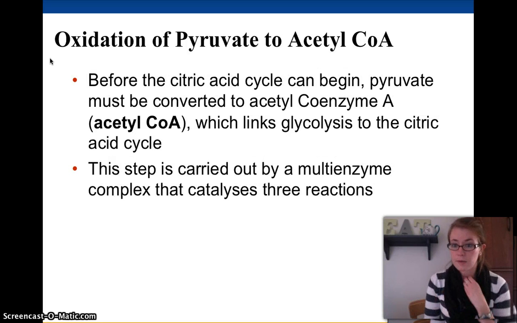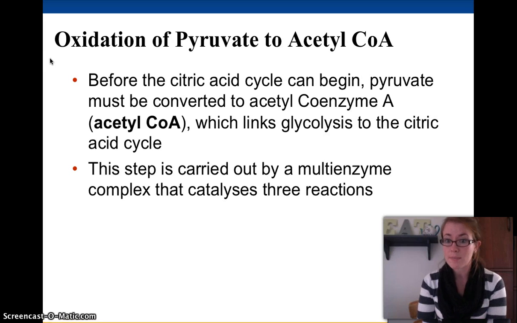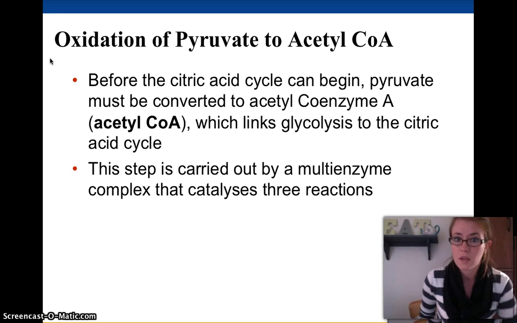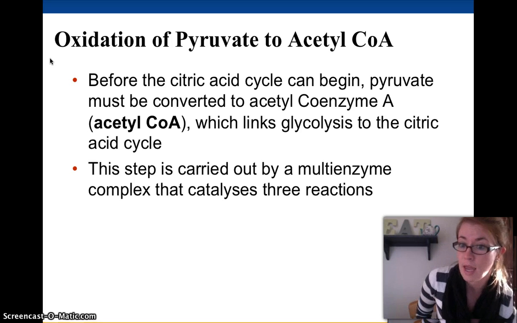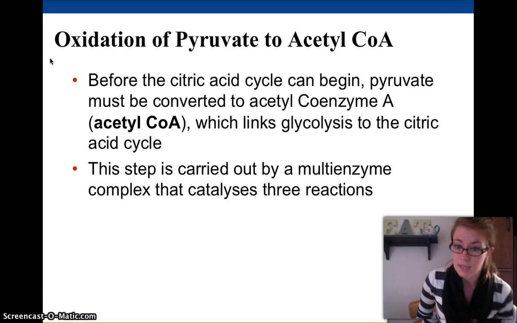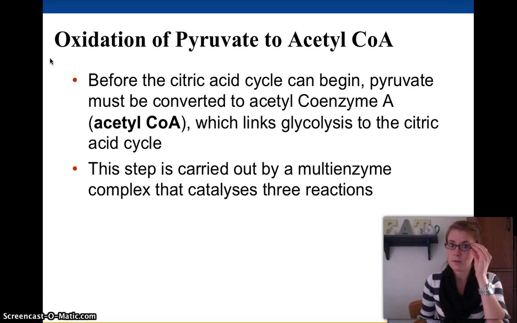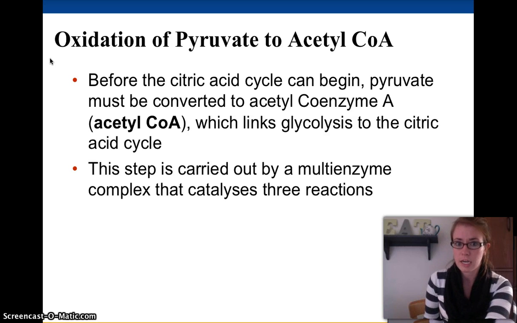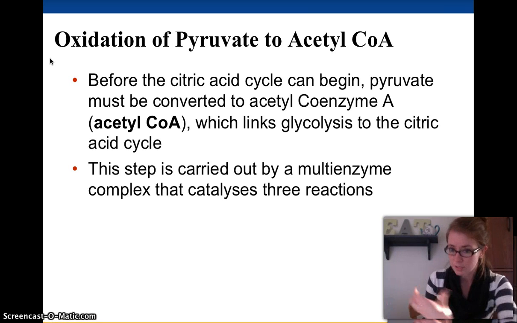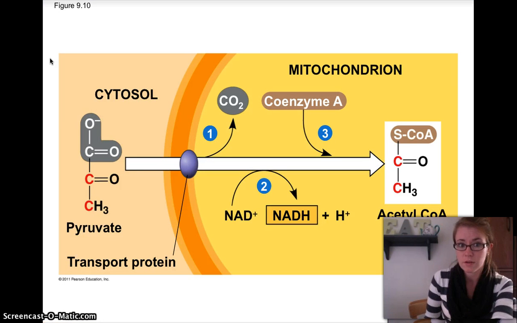So like I said, before we go to the citric acid cycle, there's one more step that must happen, and this is the oxidation of pyruvate. So we start off with our pyruvate, and we're going to change it into something called acetyl-CoA, which stands for acetyl coenzyme A. And this is what takes glycolysis into the citric acid cycle. So this is characterized by a multi-enzyme complex, which means a bunch of things together, made by multiple enzymes, which does 3 reactions in a row.